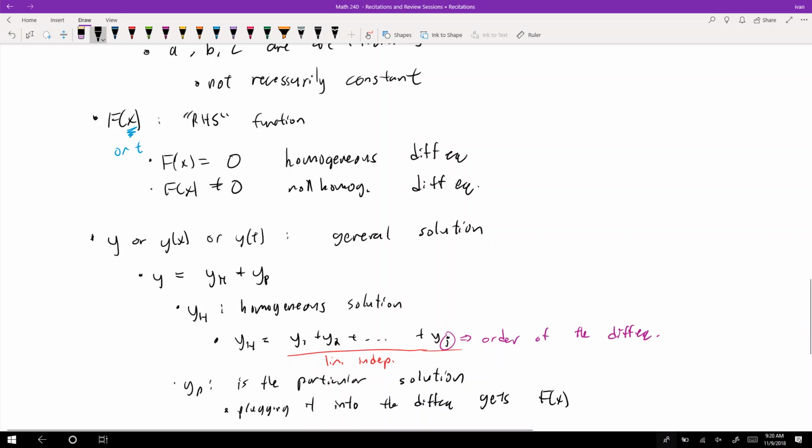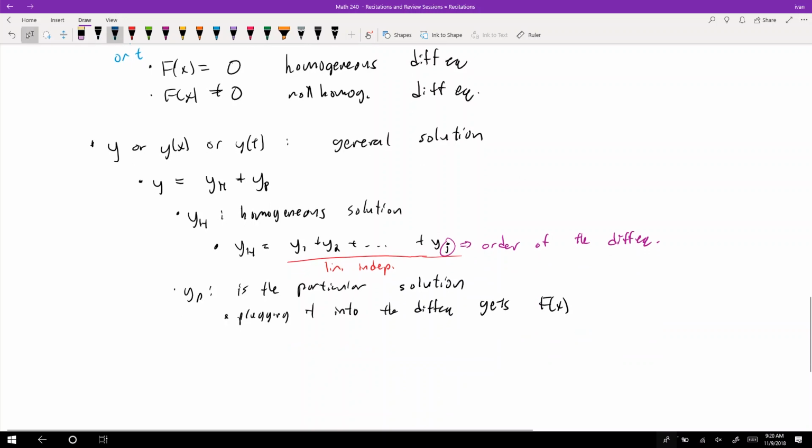You said there were multiple homogeneous solutions? Or do you mean the same one solution with multiple terms? Yeah, it's a linear combination. Each one of those y1s and y2s is a solution to the homogeneous, but the homogeneous solution is the linear combination of all of them. Any other questions?